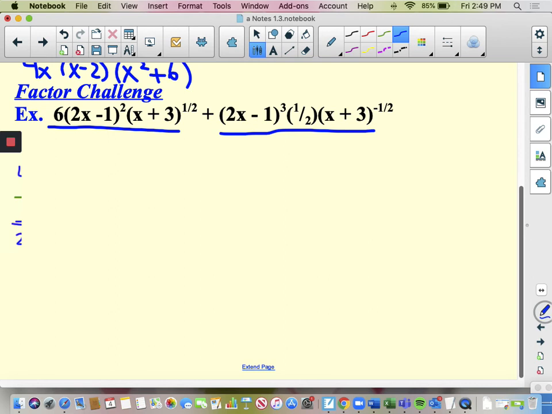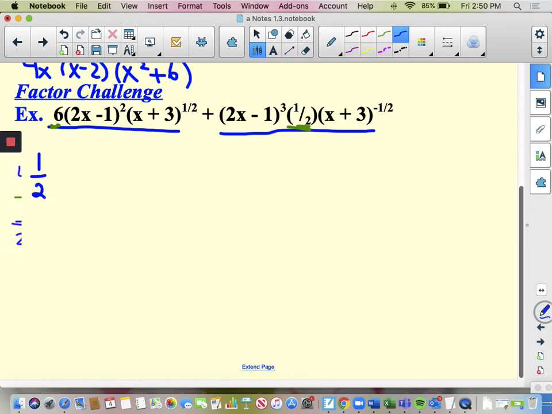Start with the easy numbers. The non-variables, that is, right? So I got a 6, and I have a 1/2, okay? What can you factor out? Well, now think about if it was a 6 and a 12, you'd factor out a 6. Why? Because it's smaller. So between 6 and 1/2, 1/2 is smaller, okay? So I'm gonna factor out a 1/2.